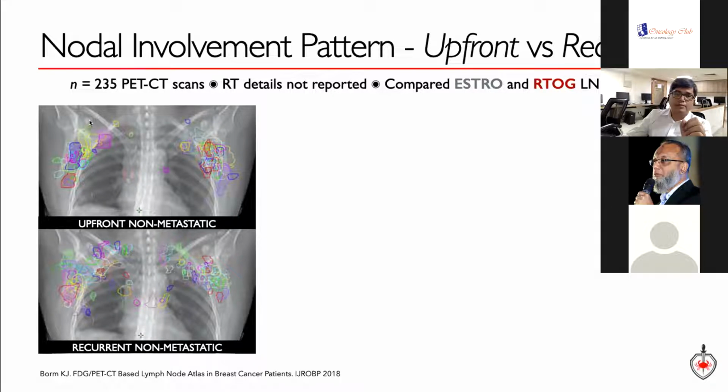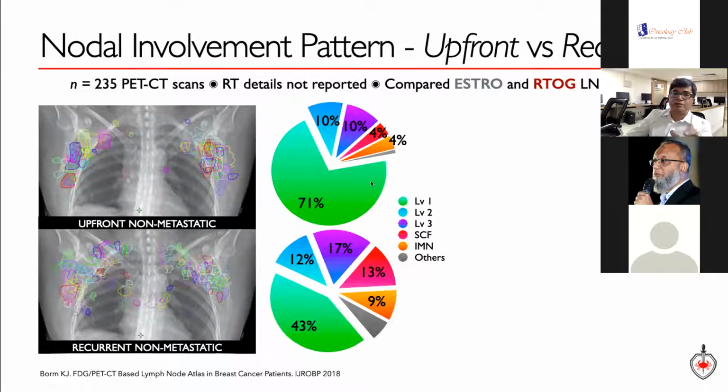So if you can probably see here, in the upfront non-metastatic setting, the predominant burden of disease appears to be in the axilla. Very few in the supraclavicular fossa, very few in the internal mammary chain. But in the recurrent non-metastatic setting, besides the involvement in the axilla, there's also significant involvement in the supraclavicular fossa, significant involvement in the internal mammary chain. And this distribution is actually different for both these situations, whereas in the upfront setting, about, let's say, 90% of the nodes were present in level 1, 2, and 3. In the recurrent non-metastatic setting, about 20%, up from about 8%, occurred in the supraclavicular fossa and the internal mammary chain.